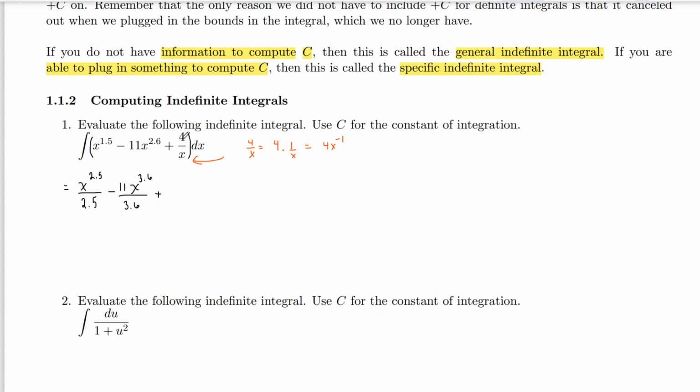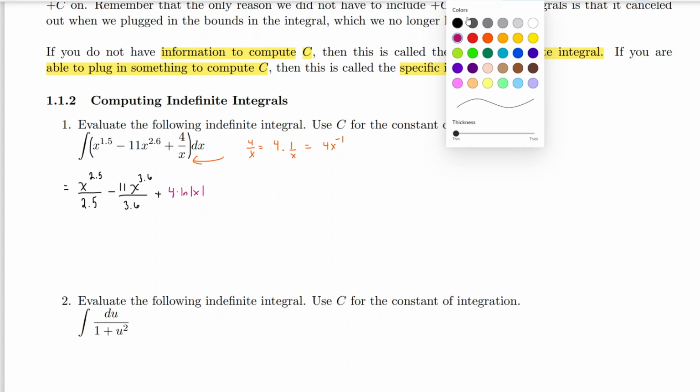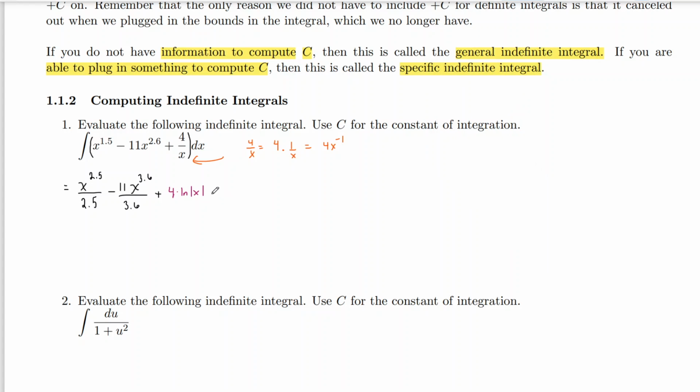So when we do the 4 over x antiderivative or indefinite integral, we have our 4 out front. The antiderivative of x to the negative 1 is the natural log of the absolute value of x. So just wanted to highlight that in a different color as a reminder. And once again, just like last section, when we did the first problem, I mentioned that you put the plus c at the very end of all your parts, and we just do that. So plus c.